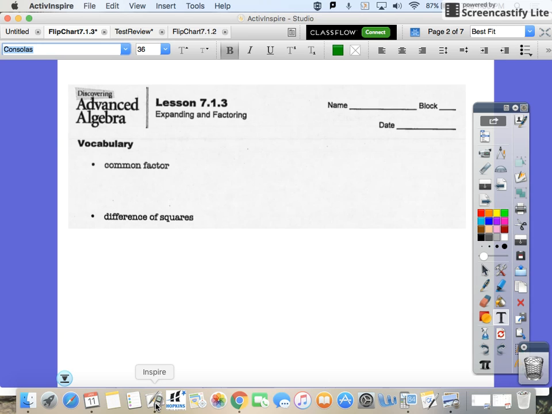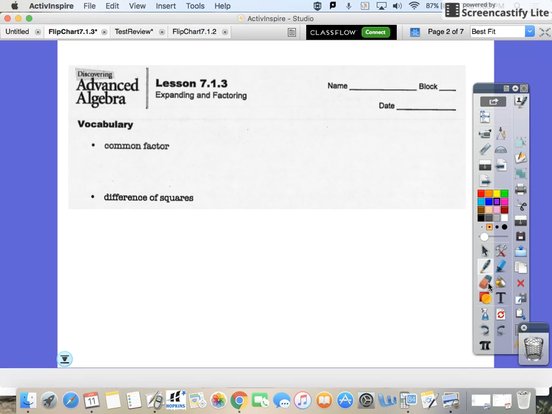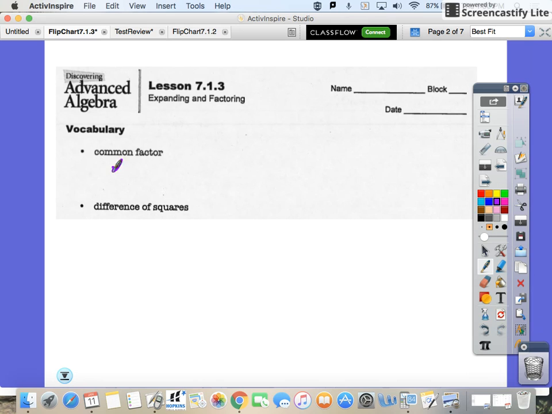This is lesson 7.1.3 for Algebra 2. This is on expanding and factoring. We'll also do some factor by grouping. So these two terms don't really need explicit definition just because they're pretty self-explanatory, but common means shared.